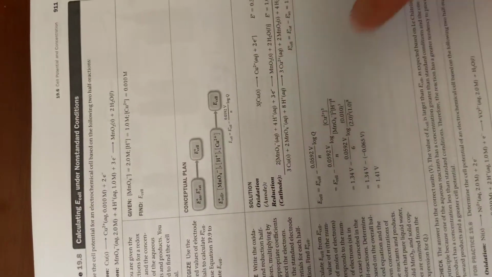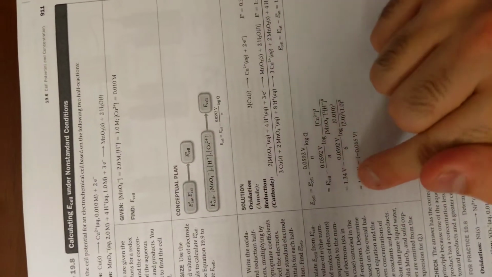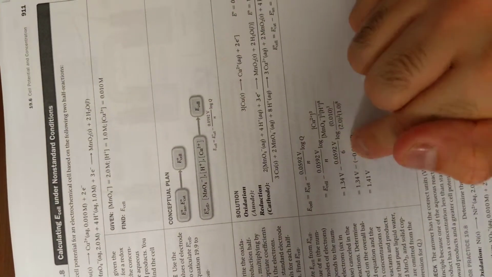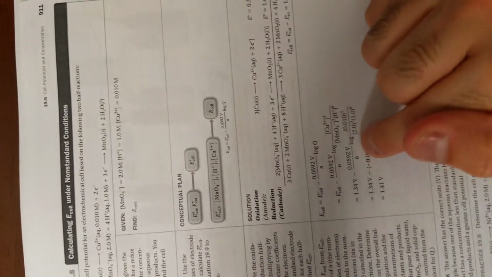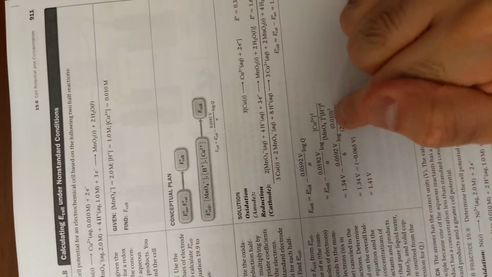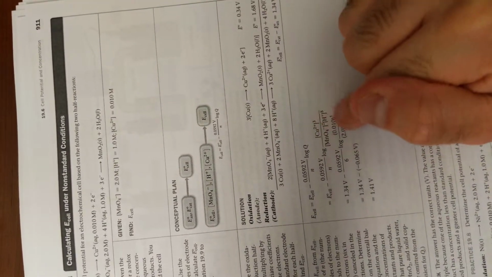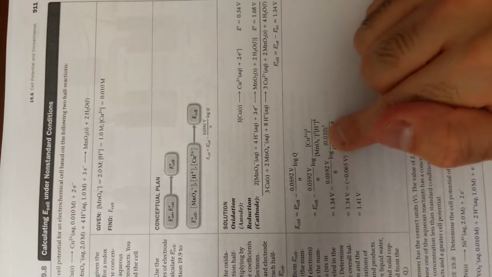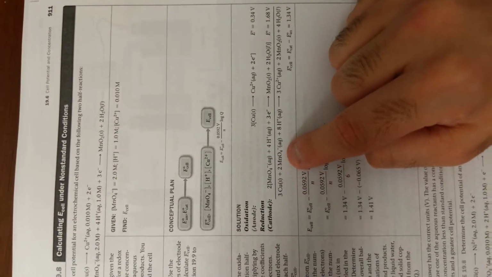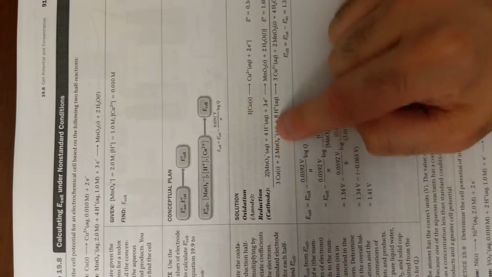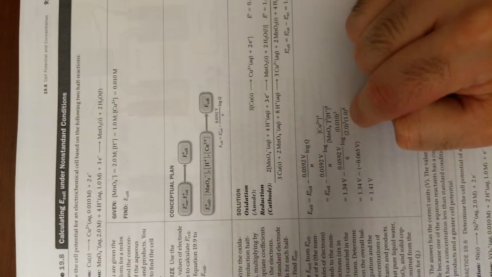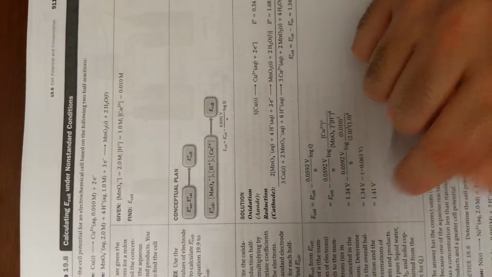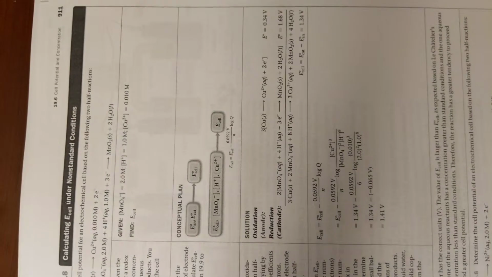And then all I'm doing is plugging and chugging, right? I have E of the cell of 1.34. I have 0.0592 volts over 6. 6 is the moles of electrons, times the log of the concentration of Cu2+ cubed. It's cubed because it's a 3 in front, over 2 squared, because it's 2 molar of the permanganate ion, and there's 2 of them, squared, over 1 molar of the H+ raised to the 8th power. If I do all that math, I get E of the cell is 1.41.